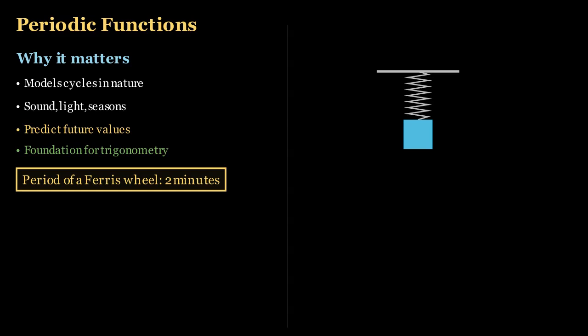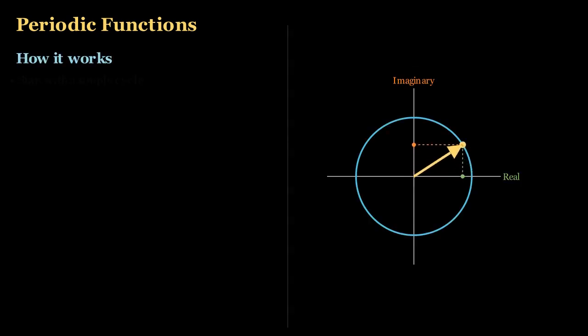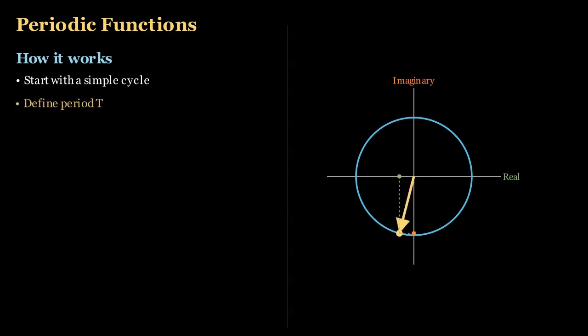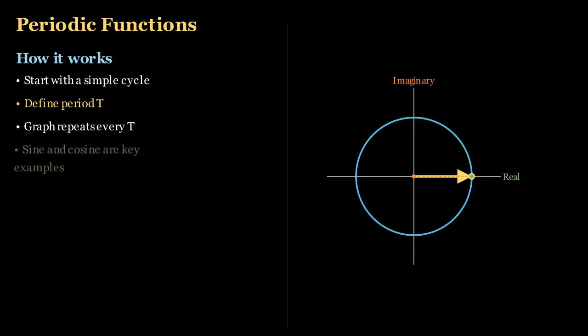Let's build a periodic function from something you already know, a circle. Imagine a point moving around a circle at a steady speed. Its height above the center goes up and down, repeating every full turn. If we plot that height against time, we get a wave. The time for one full turn is the period, t. On a graph, you can see the pattern repeat. Pick any point, move t units to the right, and the graph looks exactly the same.